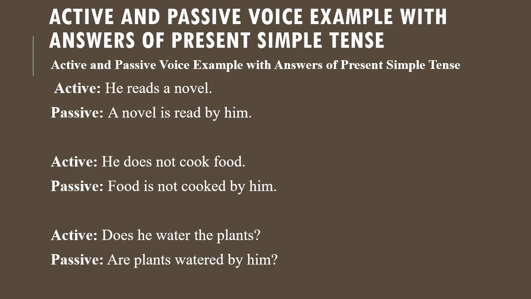Then we come to the simple present tense. Here we have the examples. Now the examples that are given here. In the active voice, he reads a novel. So in passive voice, a novel is read by him.